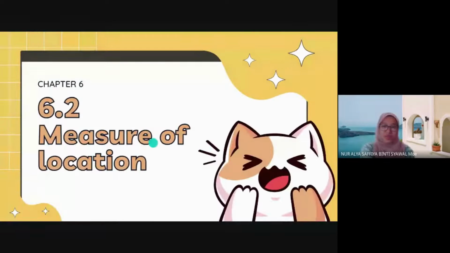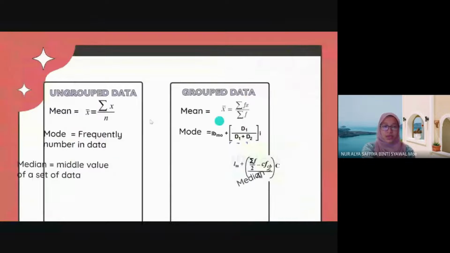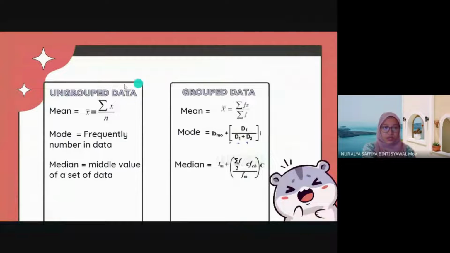I want to talk about 6.2, a measure of location. So firstly, the measure of location is divided into ungrouped data and grouped data. For ungrouped data, we use this formula for the mean. For the mode, we just find the highest frequency number in that data. And for the median, we just find the middle value of the set of data. For grouped data, we use this formula for the mean, mode, and median.